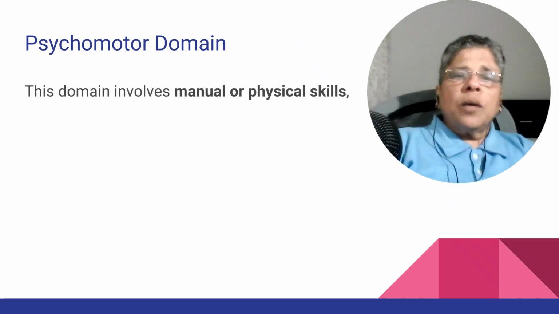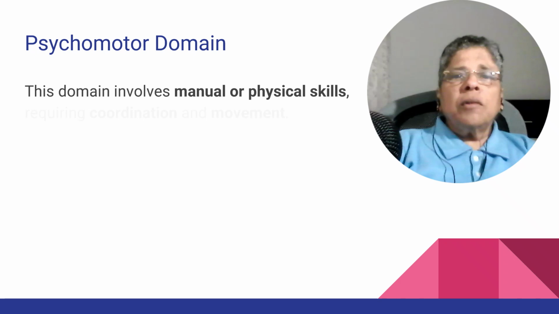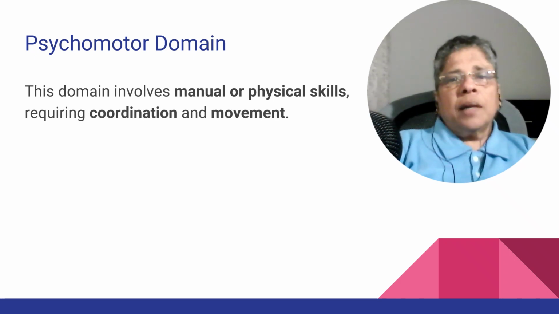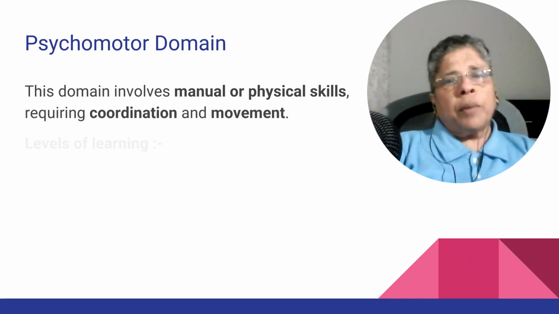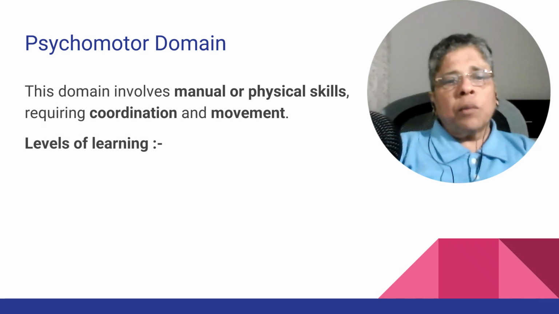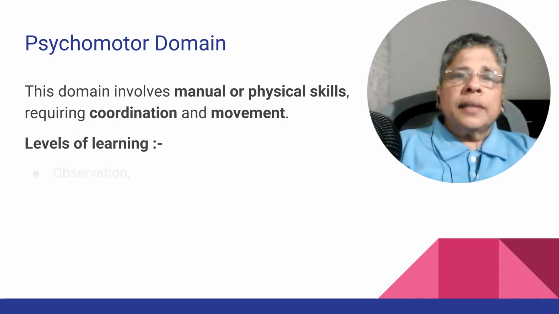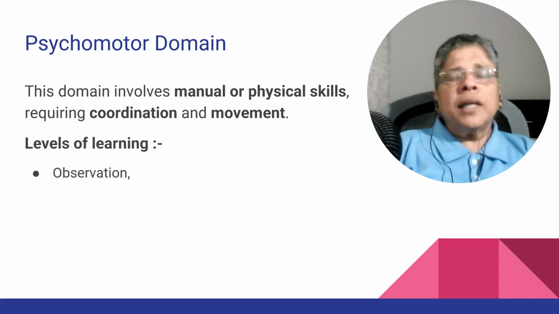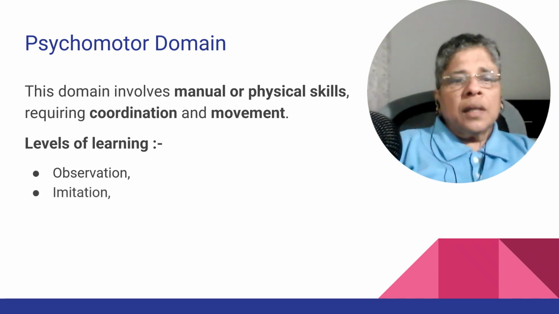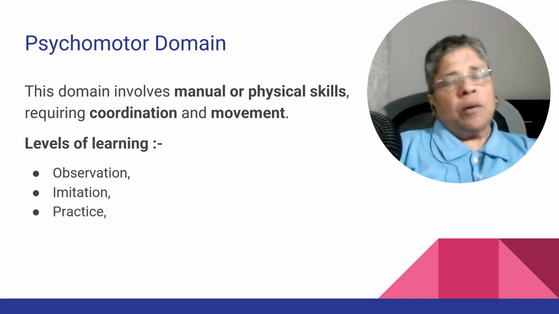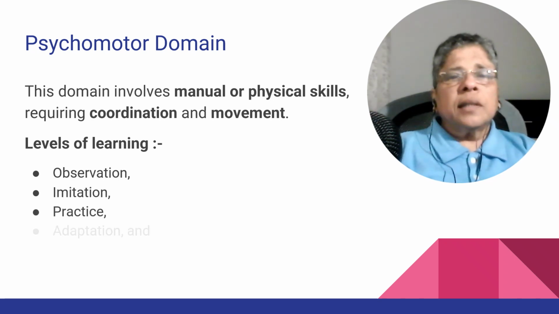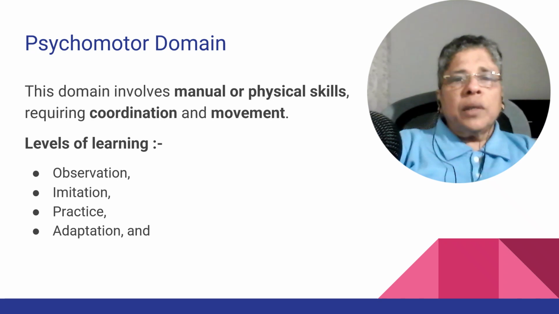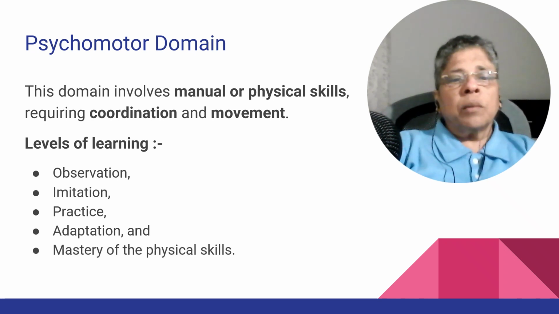Now looking at the psychomotor domain, this domain involves manual or physical skills where the body has to be used appropriately. So it's a skill to use the body. And the levels of learning in this domain are like observation, practice, imitate, adapt, and mastery of physical skills. So let's see what are the words that can be used to develop learning objectives for this domain.